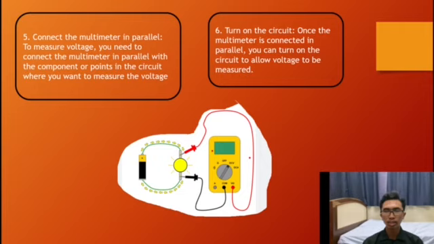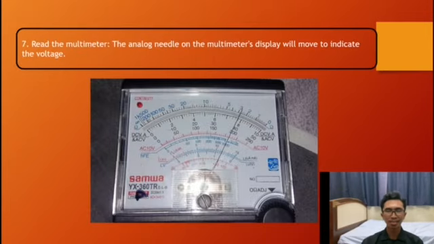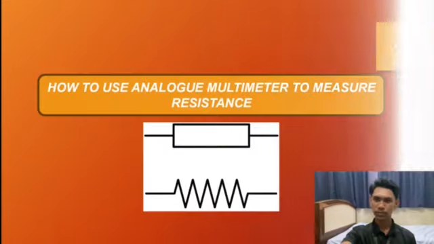Next, turn on the circuit. Once the multimeter is connected in parallel, you can turn on the circuit to allow voltage to be measured. Last, read the multimeter. The analog needle on the multimeter's display will move to indicate the voltage.